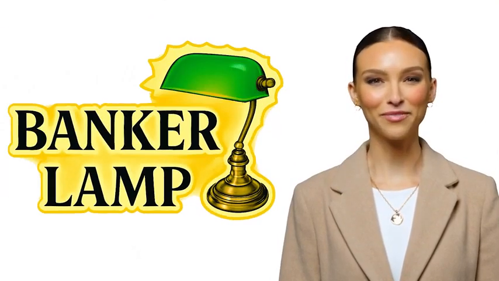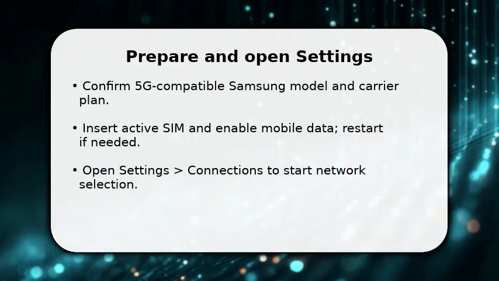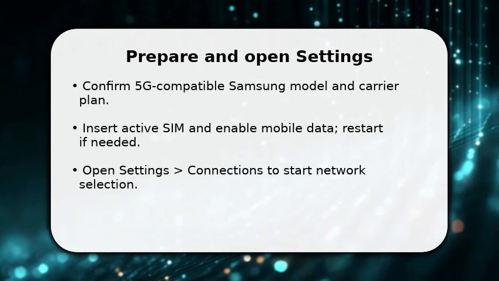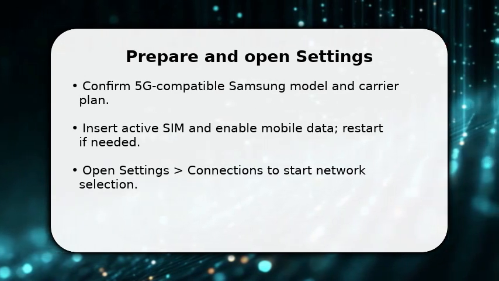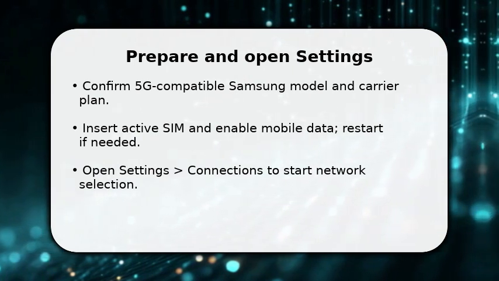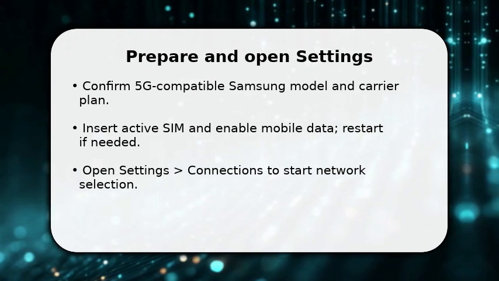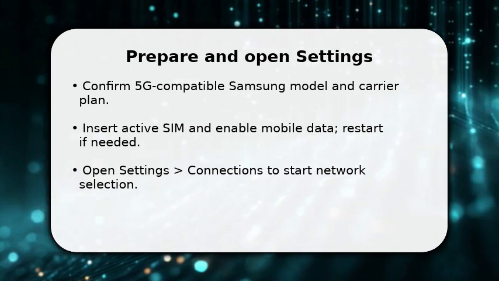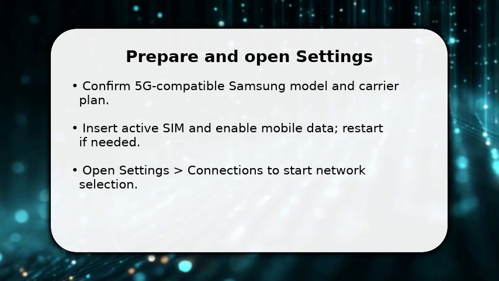Please enjoy the video. You start by confirming your phone and plan support 5G. This avoids wasted steps. Once done, insert the active SIM, enable mobile data, and restart the device if you haven't already. Now open Settings and tap Connections to access network controls.